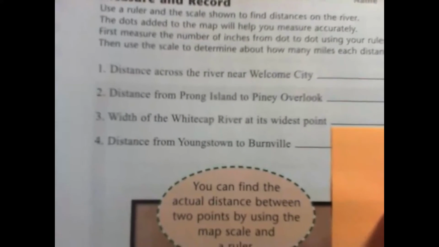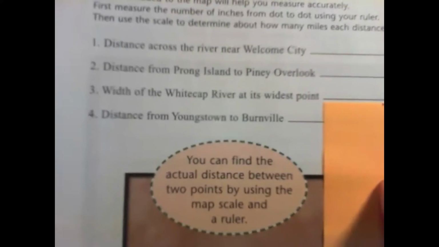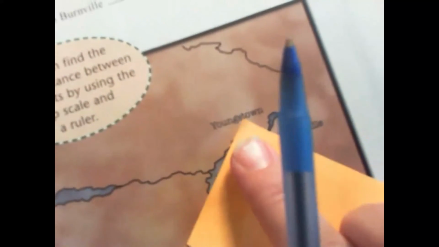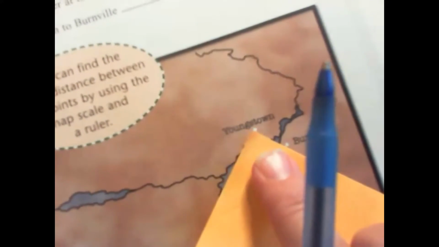Number 4. What about the distance from Youngstown to Burnville? Youngstown to Burnville, right there. We will use the side of the paper that I haven't used yet. So let's put this right there on the edge. Is that about right there? So from that corner to about right there, I'm going to mark it. See how I'm marking it? Now I'm going to put it up to my scale and see what it comes out to be.